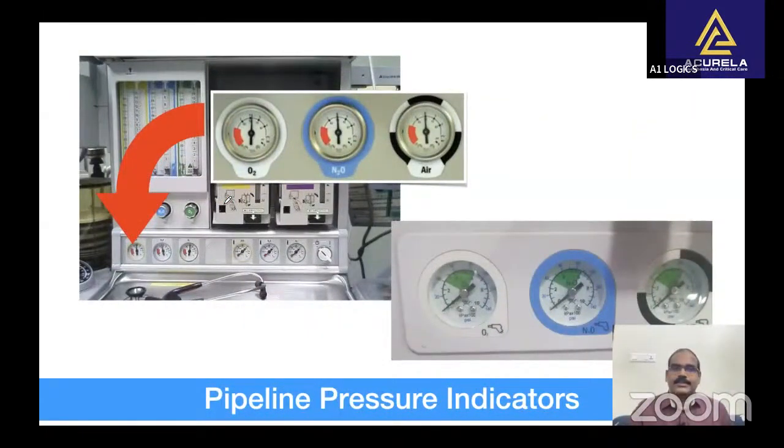The indicators to monitor the pipeline pressure of each gas are usually found on the panel on the front of the machine and may be color coded for the gases that they monitor. On some machines, the correct range of pressure is indicated by a colored zone also. You can see in the picture.